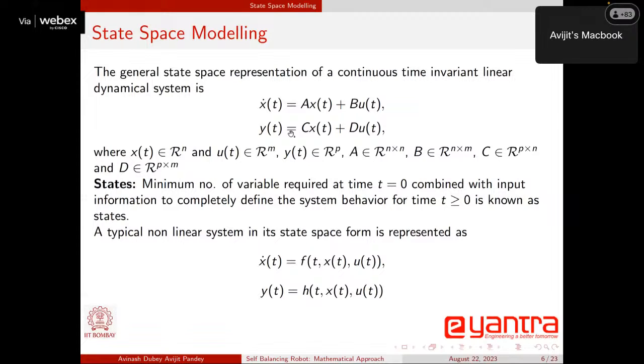In general, a state space representation for a continuous time invariant linear system can be shown as x dot equals Ax plus Bu, and y equals Cx plus Du, where the A matrix represents the relationship between the state, that is x, and the rate of change of state x dot, and B is there for u, that is the input, and the rate of change of state x dot.